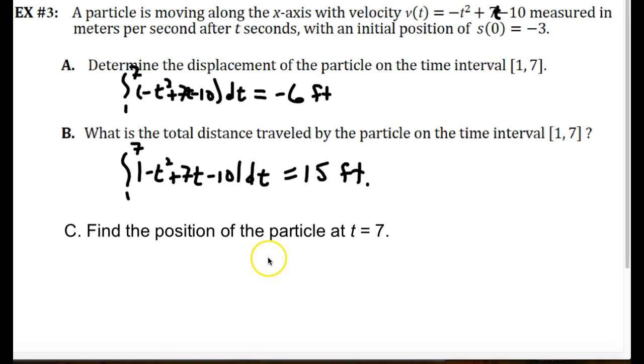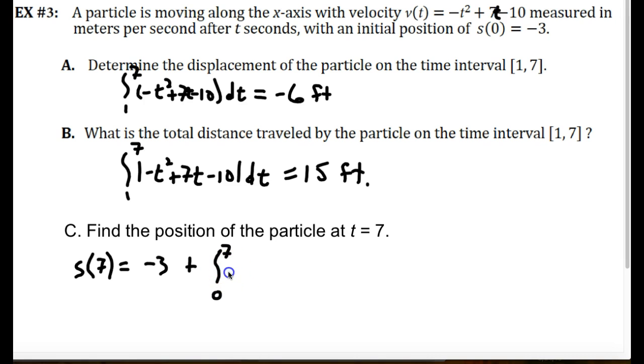Okay, now find the position of the particle at t equals 7. So what we are given is an initial position and a velocity function. So if I want the position at 7, that's my final position, we say final position is equal to initial position. So I'm at negative 3 at s of 0. So I'm going to say final position is initial position plus displacement. So here we want the integral from 0 to 7. Okay, so we do have to redo the integral, right? I did not find the displacement from 0 to 7 in part A.